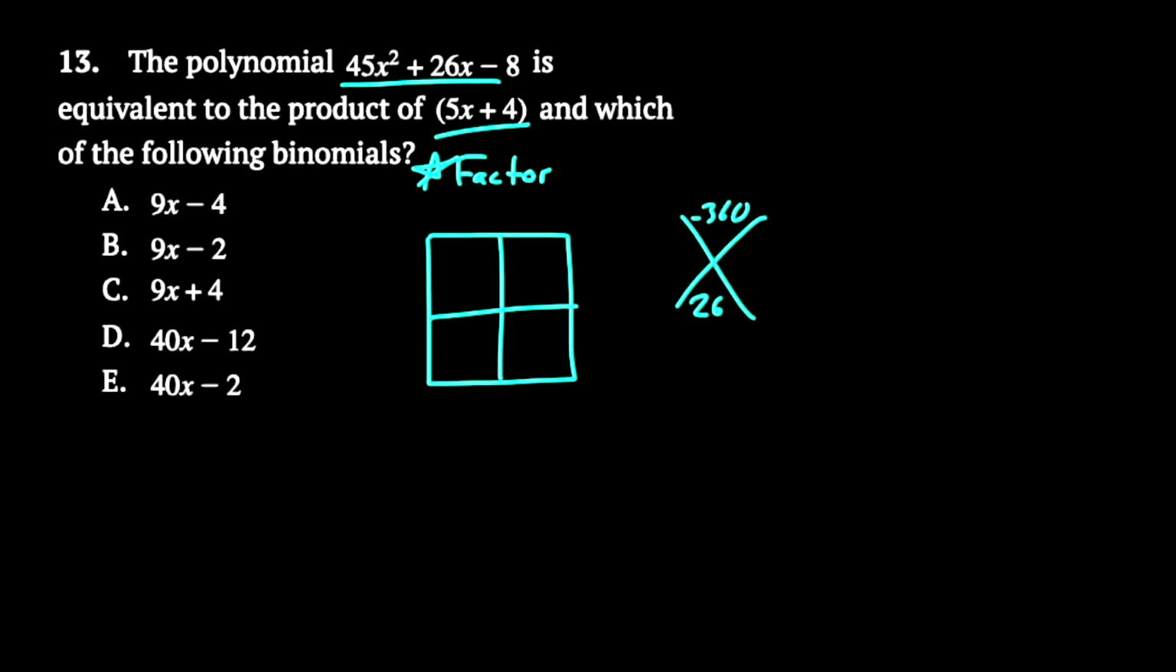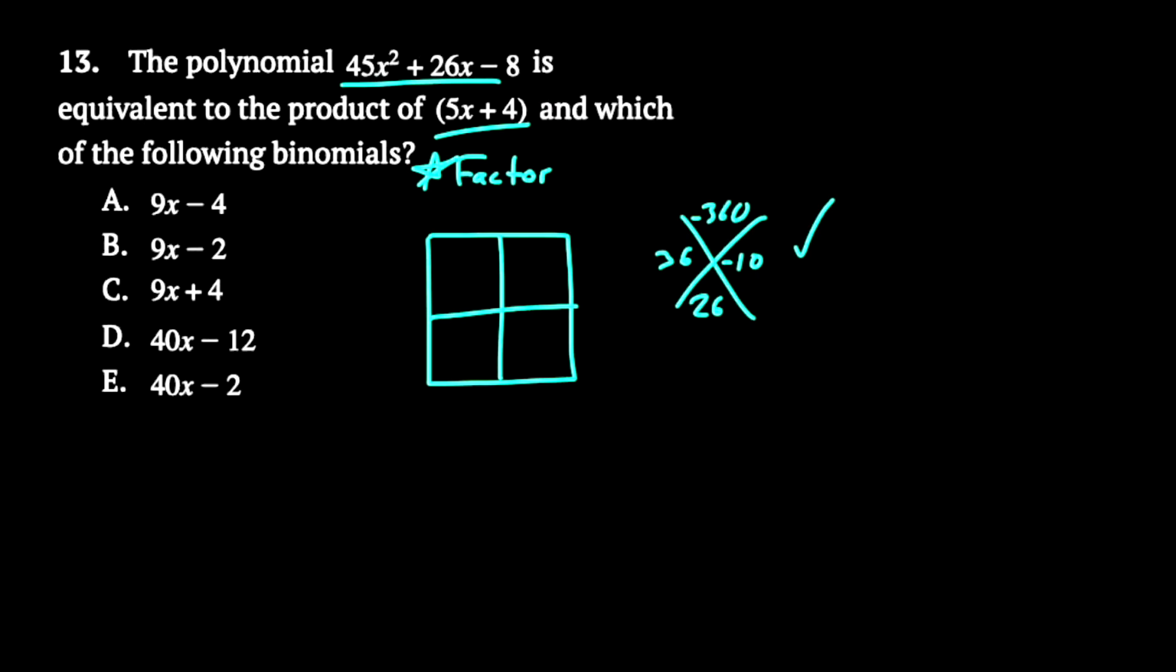And then you ask yourself what multiplies to negative 360 and adds to 26. And the first numbers that come to mind are 36 and 10. I just got to figure out which one should be negative, right? And I want them to add to 26. So if I did 36 plus negative 10, that would make 26. And 36 times negative 10 gives me negative 360. So that works out.